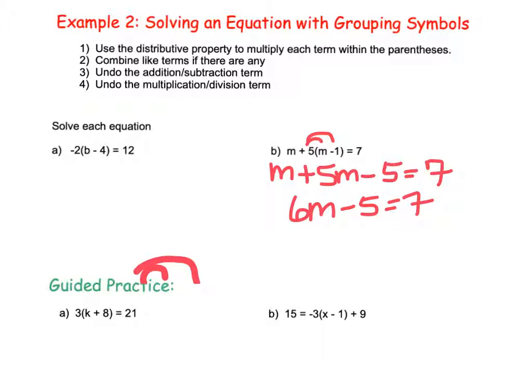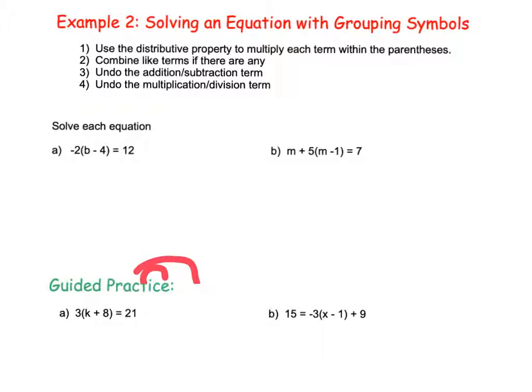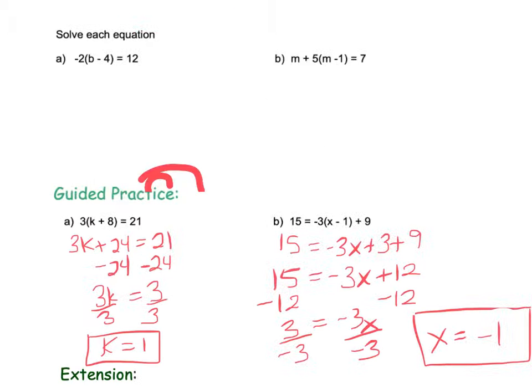A two-step equation now. So you're going to add 5 to both sides, getting you a 12, and finally divide by 6. So m equals 2 is your final solution. You try guided practice here, A and B. Pause the video. And here are those answers.